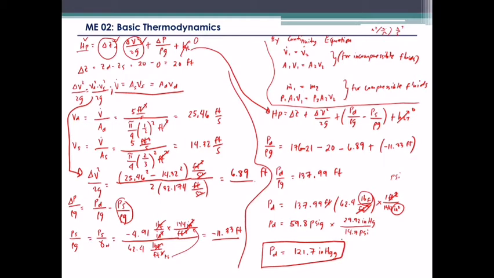The pressure at discharge is large. The pressure at suction, class, is of course a vacuum pressure, negative 4.91 psi. Then at discharge, the pressure is much larger, 121.7 inches of mercury. At suction it is 10 inches of mercury vacuum, and this one, 121.7 inches of mercury gauge.